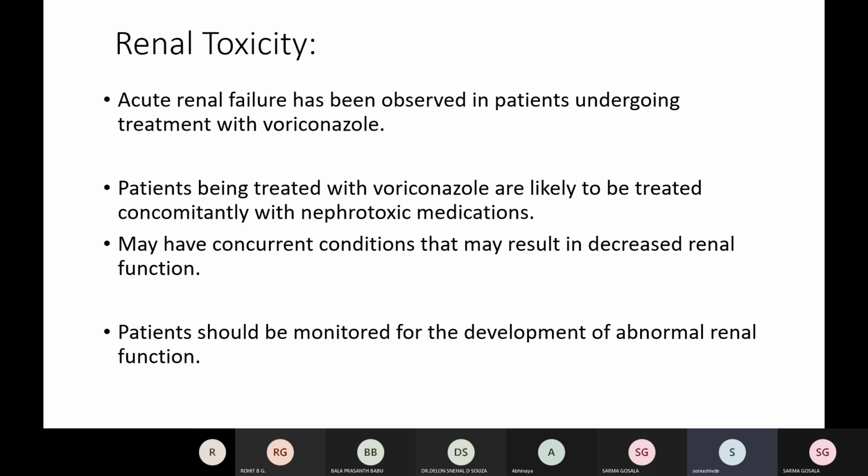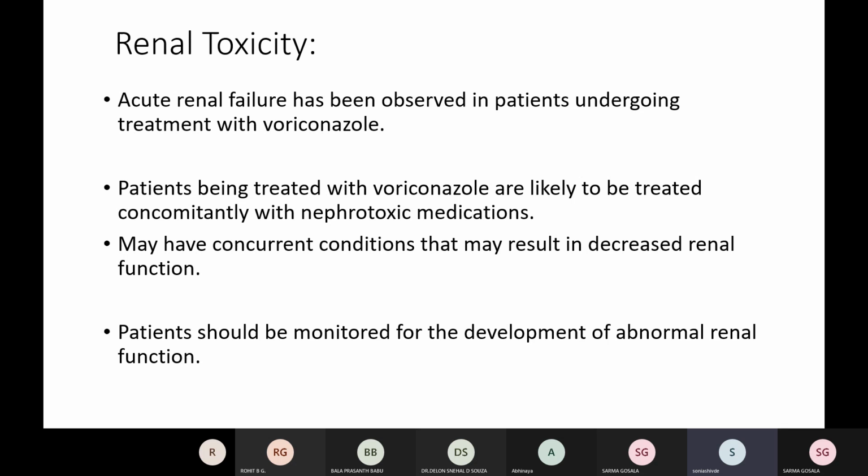Renal toxicity. Acute renal failure has been observed in patients undergoing treatment with voriconazole. Patients being treated with voriconazole are likely to be treated concomitantly with nephrotoxic medications like tacrolimus, cyclosporine and so on, since fungal infections are common in such transplant recipients. So we have to always keep a check on what drugs are on the list and carefully look into them to avoid renal toxicity.